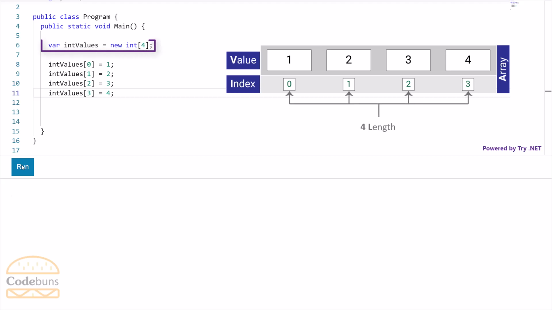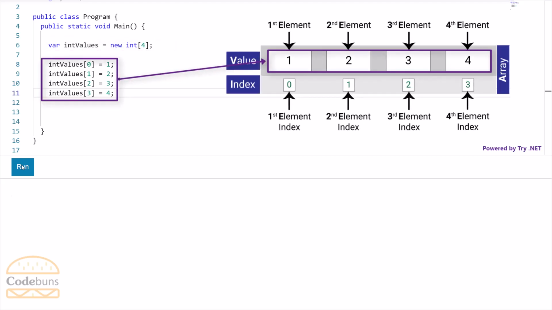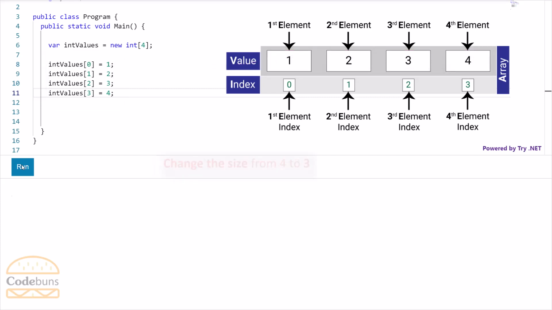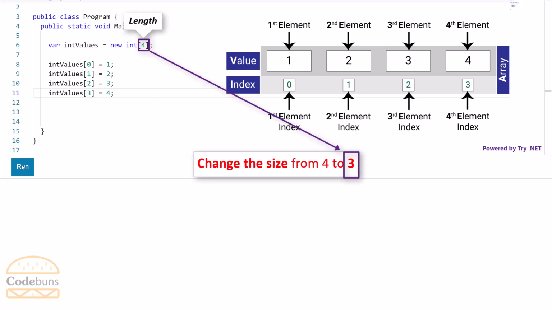Right now, the size or length of the array is 4, and you can see I have assigned 4 elements to it. Here is another question for you. What happens if I change the size from 4 to 3?